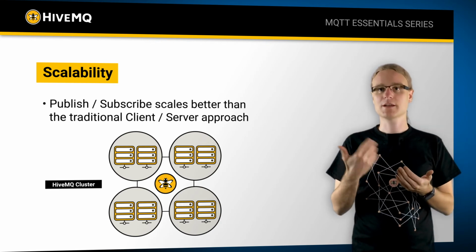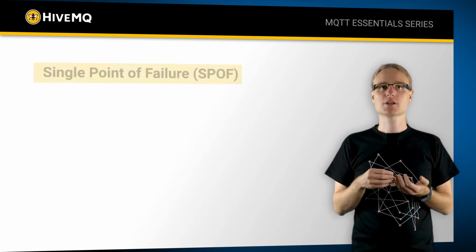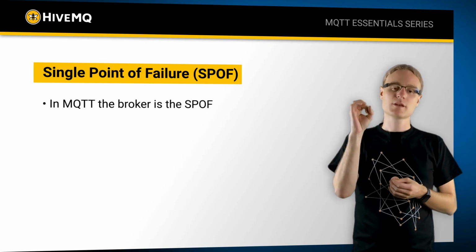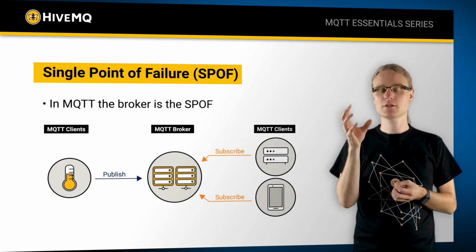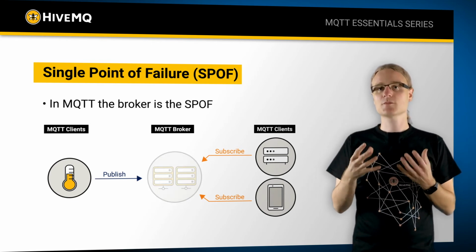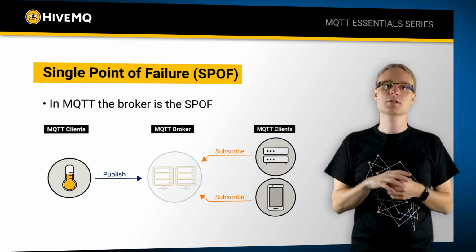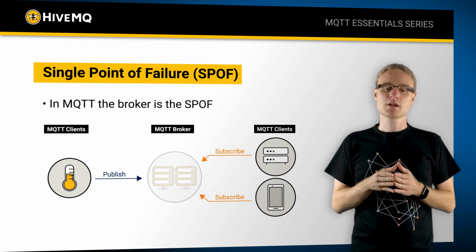A problem with the traditional publish-subscribe pattern is that the broker in the middle is the heart of the communication, so you usually have a single point of failure. This means if the broker would be unavailable, neither the producing clients nor the consuming clients could send or receive data.